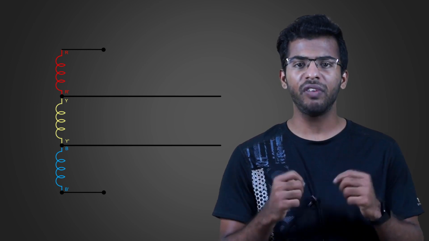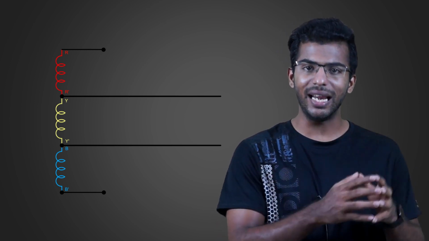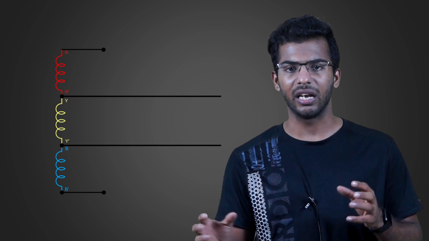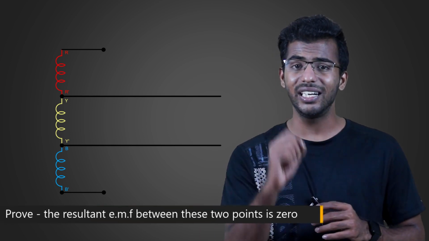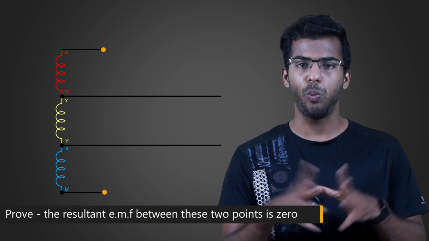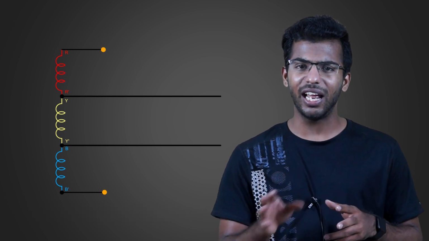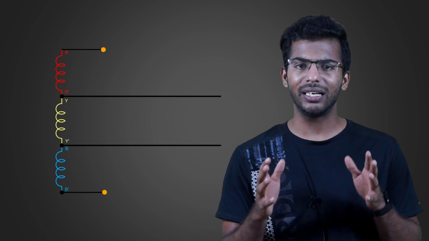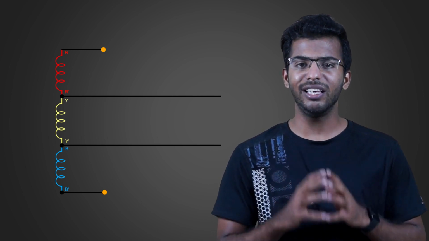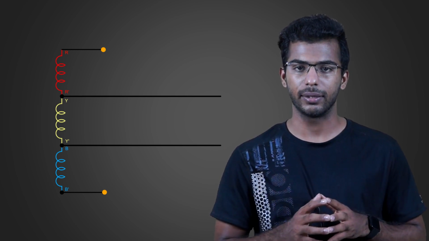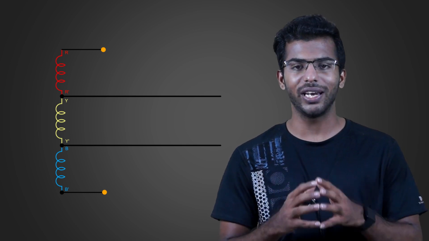But before we connect the finishing conductor B' to the start of conductor R, we need to prove that the resultant EMF between these 2 points is 0 at every instant. It will ensure that no circulating current is set up when these 2 conductors are connected together. It can be proved very easily.